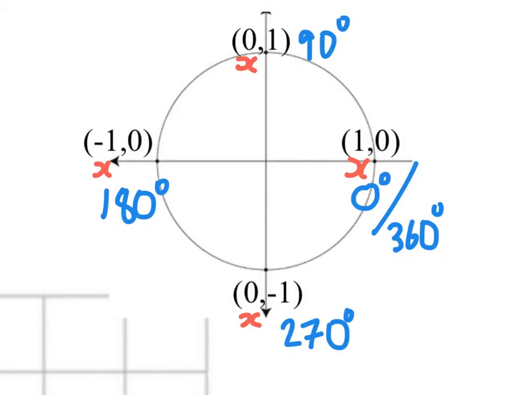So when I'm plotting points on my graph, I'm going to match up 0 degrees with 1 because my x value is 1, 90 degrees and 0 because my x value is 0, 180 degrees and -1 because my x value is -1, 270 degrees and 0 because my x value is 0, and 360 degrees and 1 because my x value is 1.